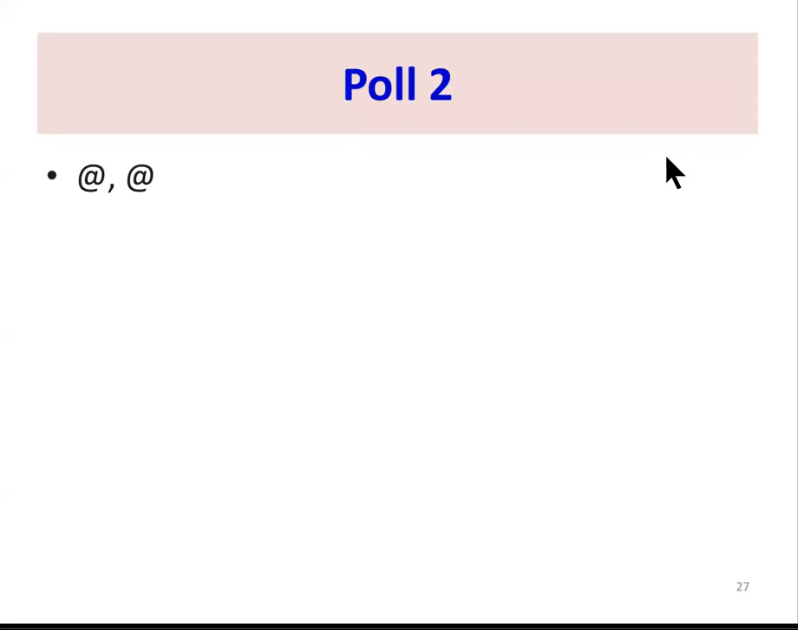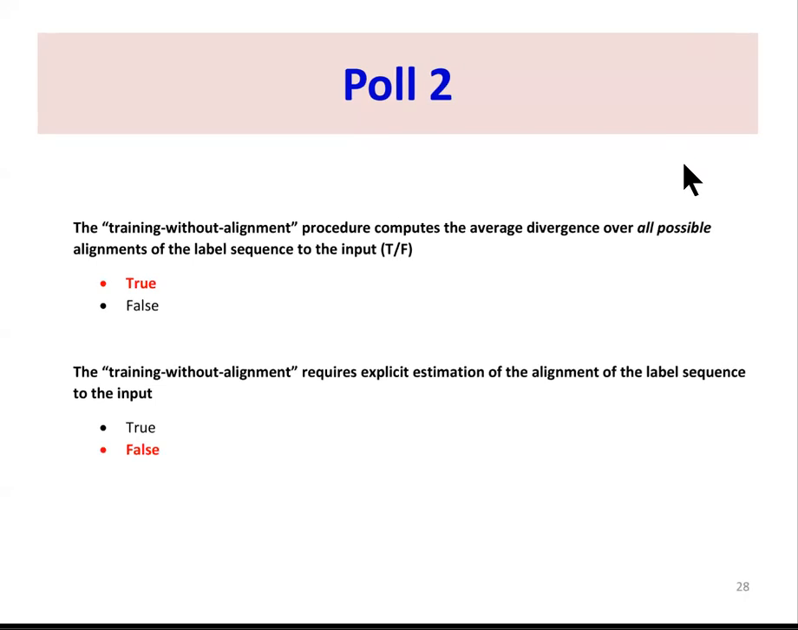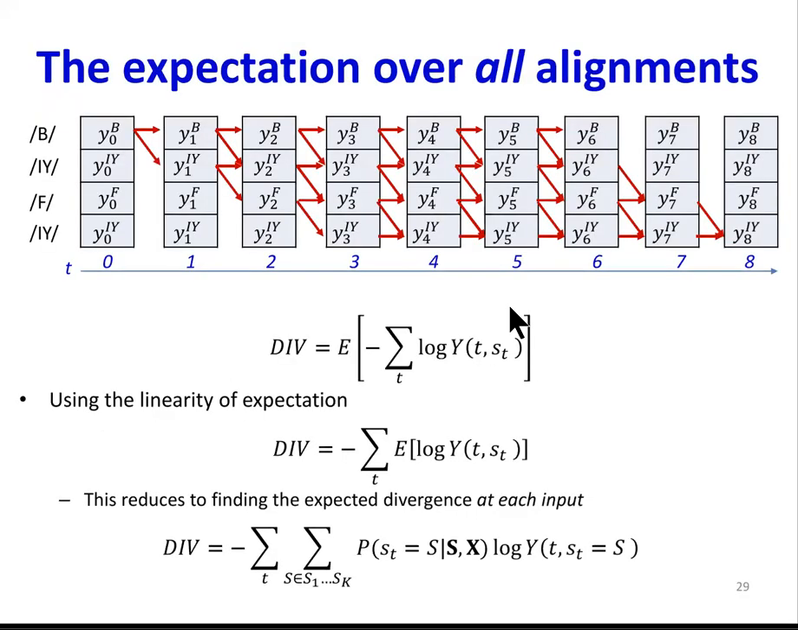And so the answers are these. When you train without alignment, if you consider all possible alignments, then you're computing the average divergence over all possible alignments of the label sequence to the input, right? It doesn't require explicit alignment estimation anymore because you're considering all possible alignments. Now, so Unjay, this is not really EM. We'll see what happens next, right? But it's similar to EM.